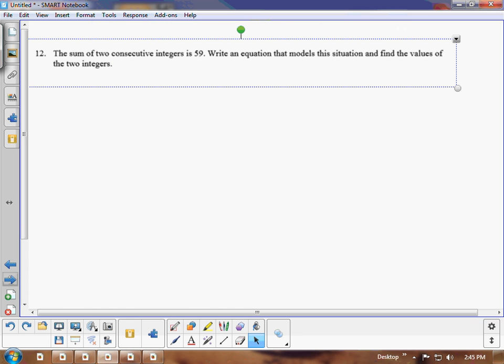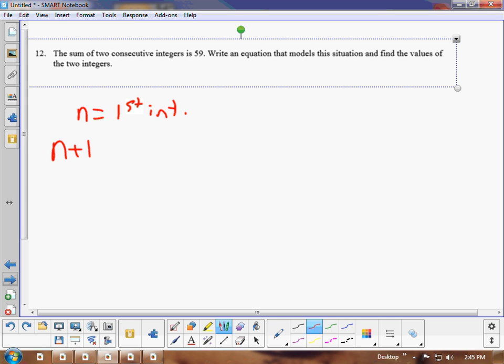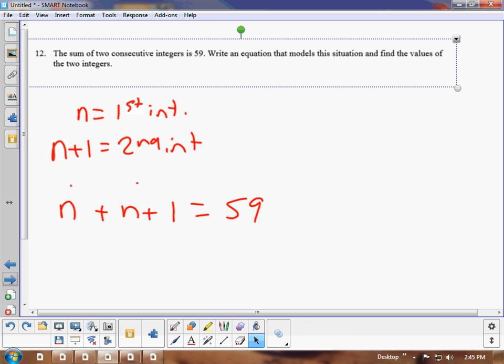Moving on to question number 12. The sum of two consecutive integers. So if n is the first integer, again, this was from the quiz last week, n plus 1 is the second integer. Okay, you need to know that. And they're going to add up n plus 1, the first plus the second, equals 59. Now, you can probably figure this out in your head, but we want to see the math for it. So 2n plus 1 equals 59.